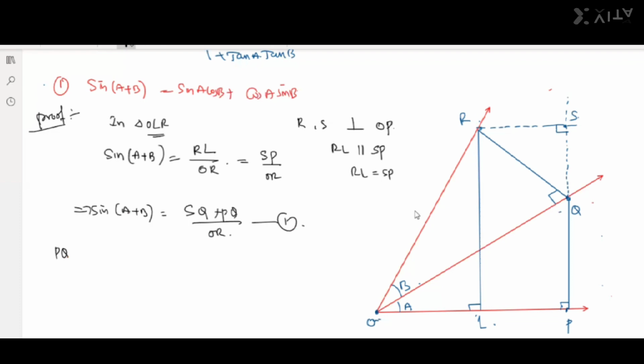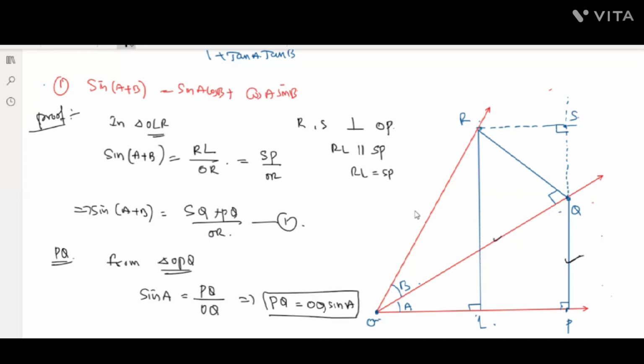First PQ, we will get from triangle OPQ. In triangle OPQ, this is the opposite side and this is the hypotenuse. So sin A will be PQ by OQ. From here, PQ I can write as OQ sin A. So this is one result.